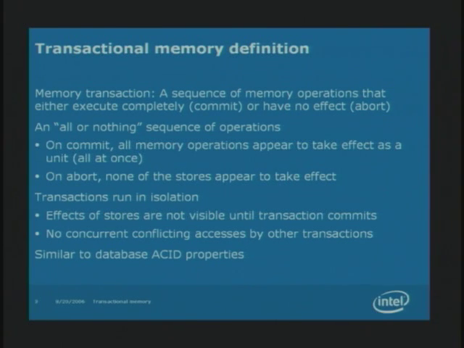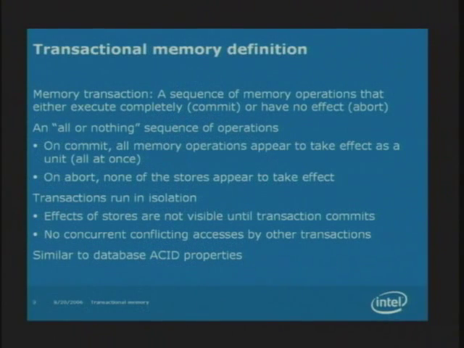If that all-or-nothing sequence commits, then all the memory operations in that sequence will appear to take effect as a unit, all at once, on memory. However, if that sequence of operations aborts, then none of the stores in that sequence of operations will appear to take effect on memory. So that's atomicity. It's all or nothing. It's one unit of operation, even though it's a sequence of memory operations. Now, transactions also run in isolation. They run as if there's no other thread in the system interfering with them.